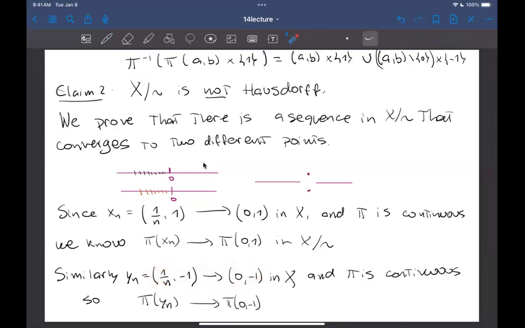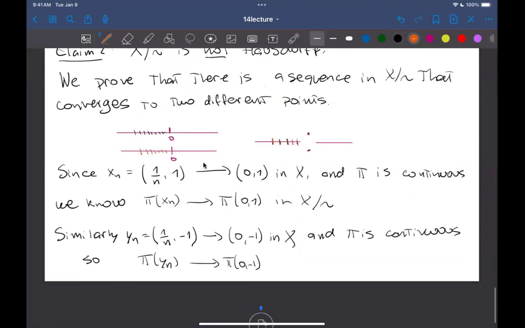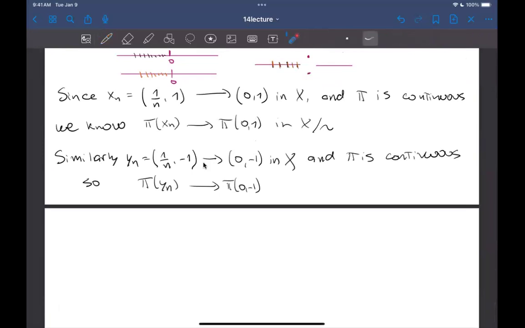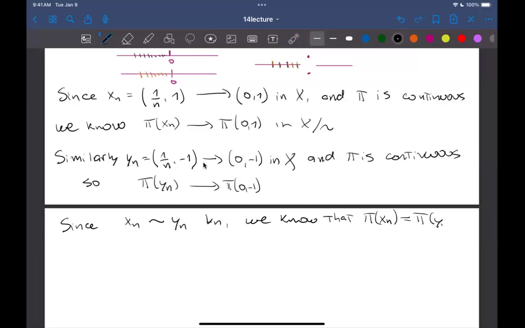So what's going on here? Let's take a look at this. Here, you go to the function, you're doing something like this. But when we go to the quotient, we're doing absolutely the same thing, because these two things are related. So xn is not yn, but phi of xn is phi of yn. Since xn is related to yn for every n, we know that phi of xn is going to be equal to phi of yn, because that's what the quotient implies.